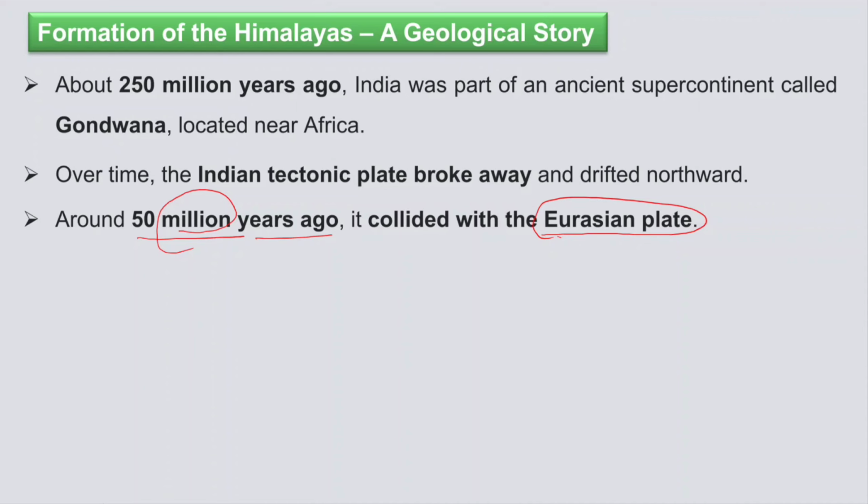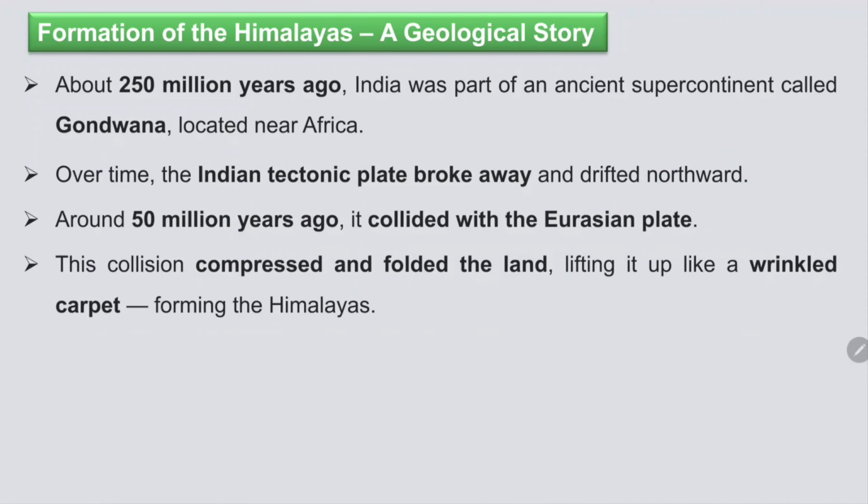In the map of India, you can see the image is also given in your book. There was no Himalaya before, but slowly, as this Indian tectonic plate, which is moving even today, though we cannot feel it, broke away and drifted northward, otherwise it was in the southern hemisphere. This collision compressed and folded the land where it collided with the Eurasian plate, lifting it up like a wrinkled carpet, forming the Himalayas.